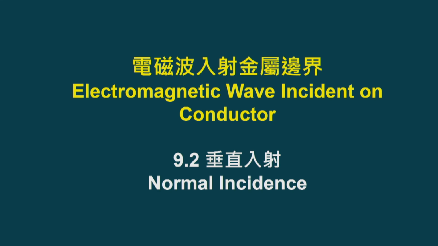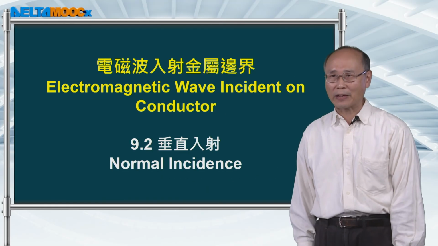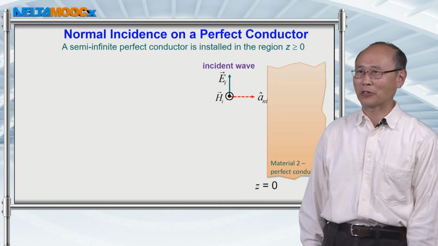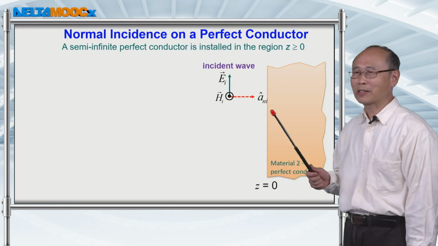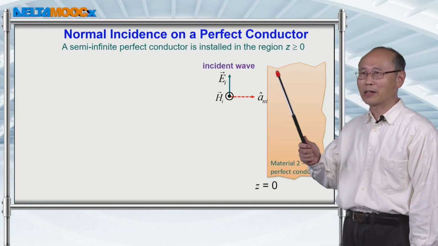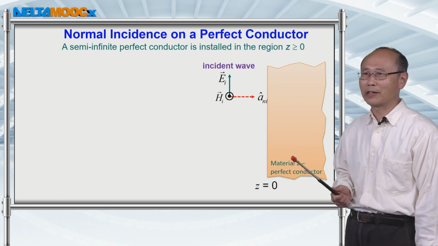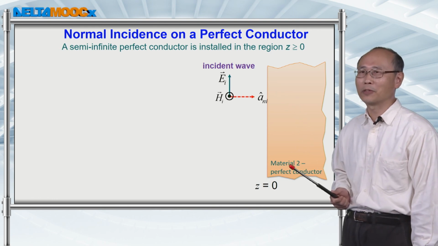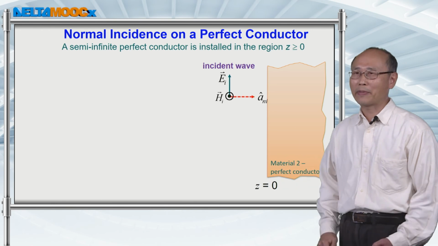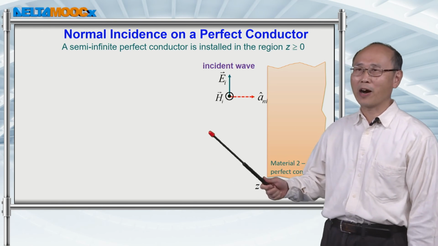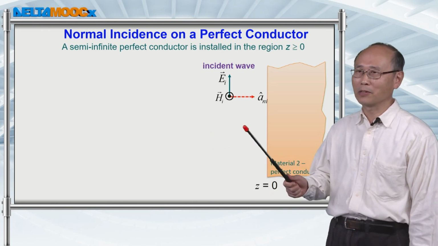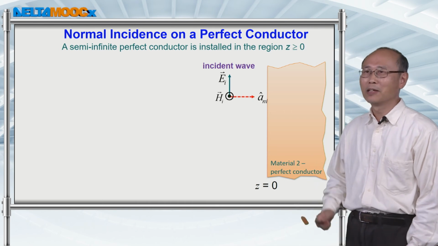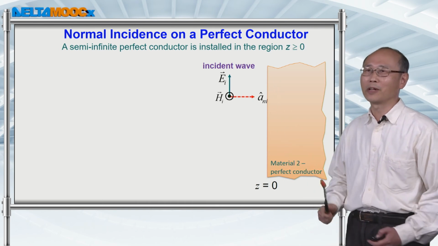In this second part of the lecture, I want to talk about normal incidence of a wave onto a conducting surface. Imagine that you have a conductor on your right hand side, labeled as the second material, material 2. And on the left hand side, you could have an unbounded vacuum or a piece of dielectric. So this is the conducting boundary right here.